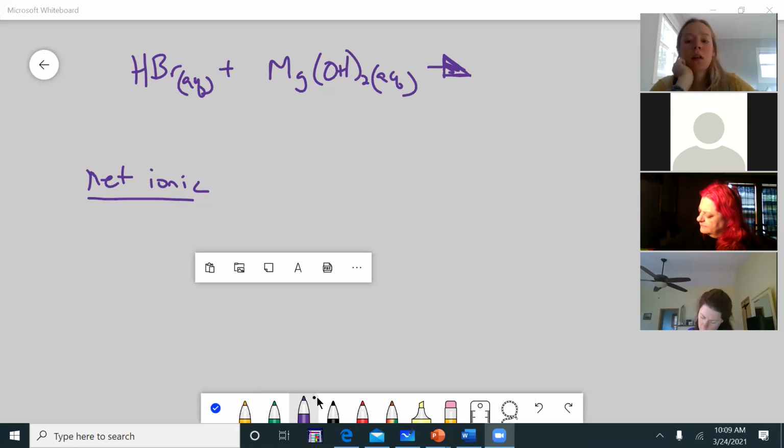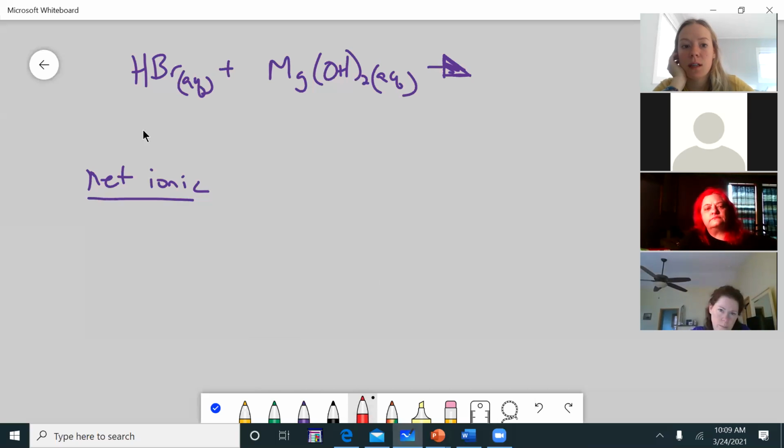Okay, so if you were given something like this on a test or homework, you'd have to be able to identify that this is a neutralization reaction. And how would you do that? Well, you'd see that this is an acid and this is a base. If you can't identify that, it's going to be difficult to figure out what the products are.